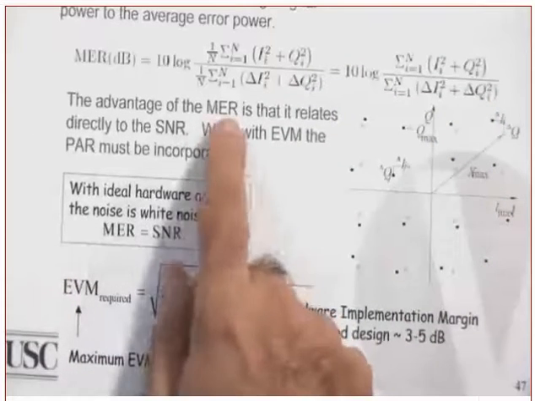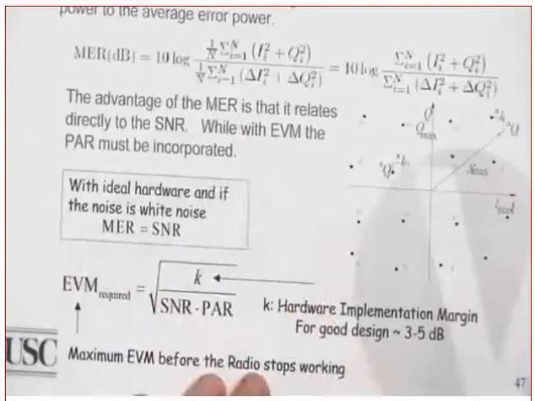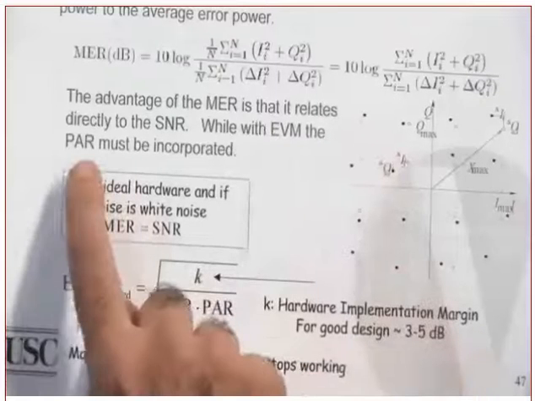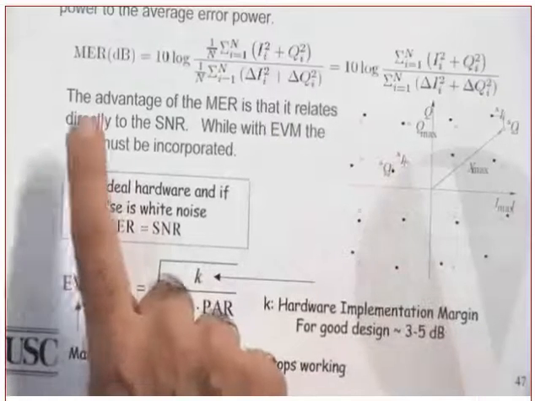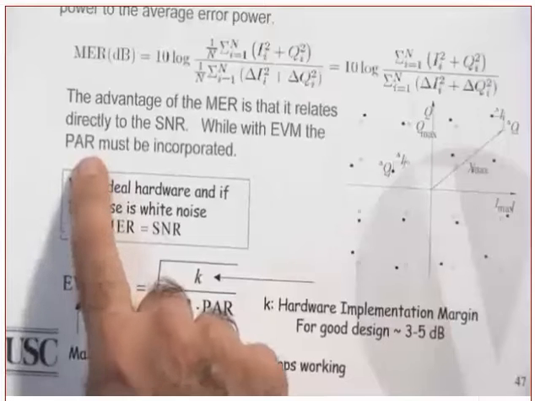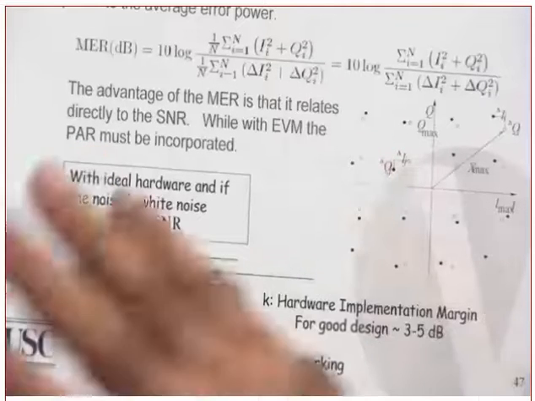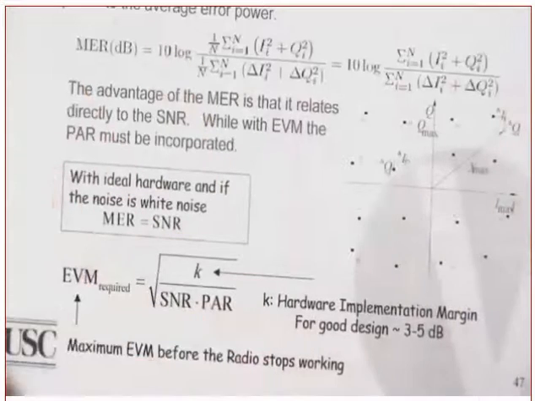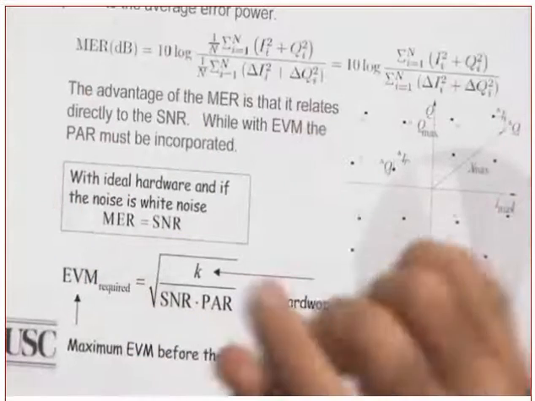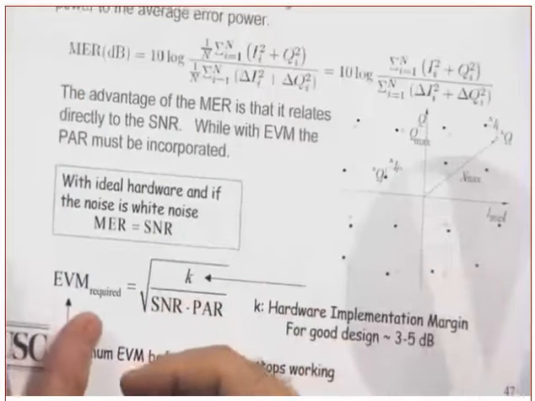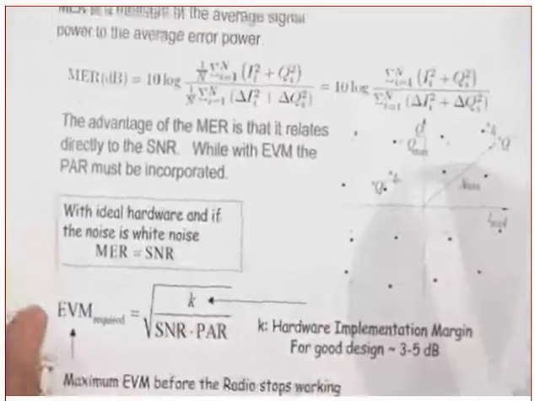The advantage of the MER, by the way, relates directly to the signal to noise ratio, while for the EVM the power must be incorporated. Why must it be incorporated? Because some symbols have different power than the others. Here I'm taking the average power, whereas here I'm taking the peak. Did you get my point or not? Yes or no? Okay. But both of them are used.